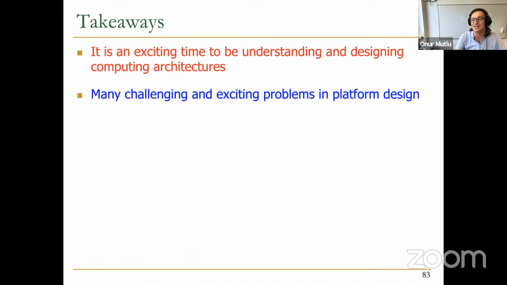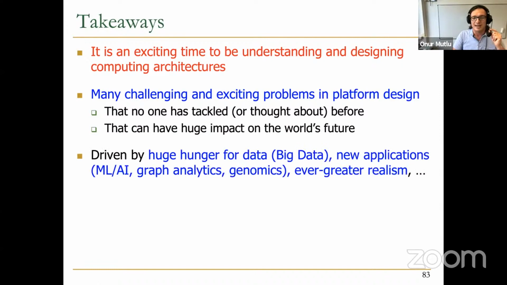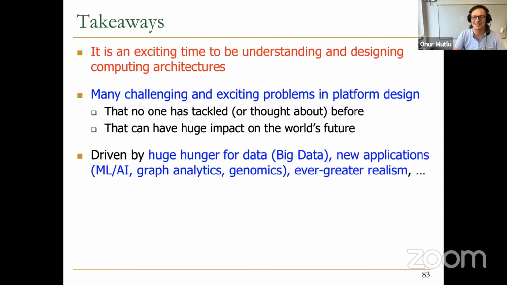So there are certainly many challenging, exciting problems in platform design to enable this, and that no one has really tackled or even thought about before. So RowHammer, if you think about it, is a relatively new phenomenon, right? Processing in memory is not an old idea, but you need to rethink it carefully and completely to enable it today. And there are many other examples. GPUs are relatively new also, if you think about it, in the history of computing. And maybe there are some other execution paradigms that are going to be important. And that can also have a huge impact on the world's future. AI accelerators, machine learning accelerators, also clearly new. They're no older than 5 or 6 years today.